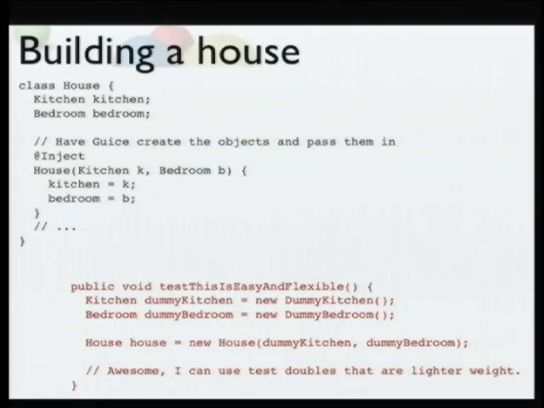So now, if you have this, the test becomes really nice because you can say, well, I want a house, but I really want a dummy kitchen and dummy bedroom because I want to simulate what happens when the kitchen's on fire. So I can insert a kitchen-on-fire class in there and then make sure that the fire alarm goes off in my house.